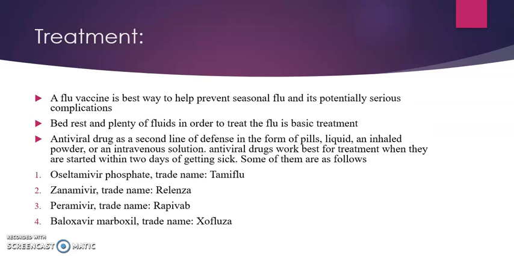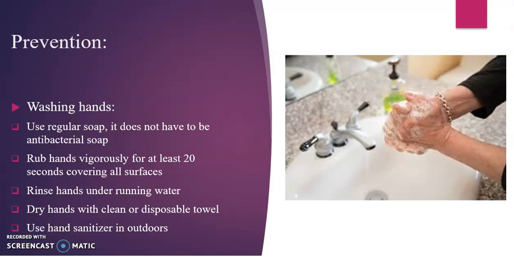Treatment of influenza: a flu vaccine is the best way to help prevent seasonal flu and its potentially serious complications. Bed rest and plenty of fluids are the basic treatment. Antiviral drugs are a second line of defense, in the form of pills, liquid, inhaled powder, or an intravenous solution. Antiviral drugs work best when started within 2 days of getting sick. Some of them are Tamiflu, Relenza, Rapivab, and Xofluza.